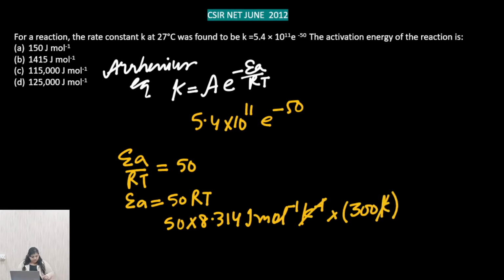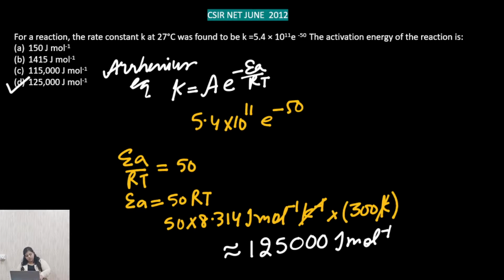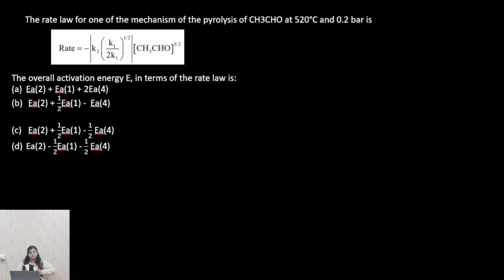So with this Kelvin, this per Kelvin, it will get cancelled out. So just solve this and find the value of the activation energy, which approximately you will be getting as 125,000 joule per mole. So this is going to be your answer. That is option D that is given to us. Okay. Next one we are having this.